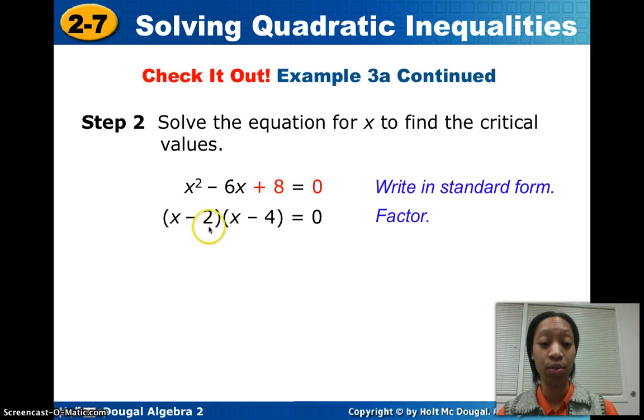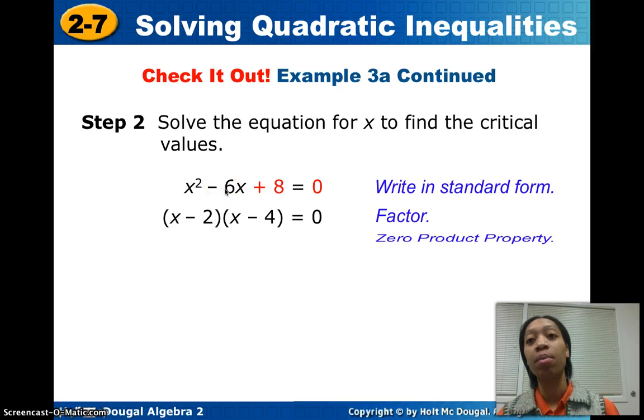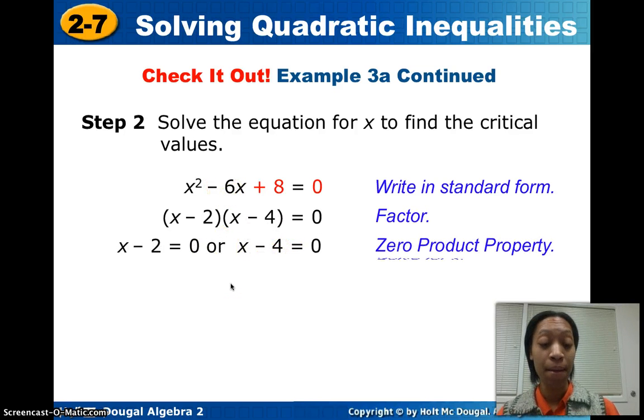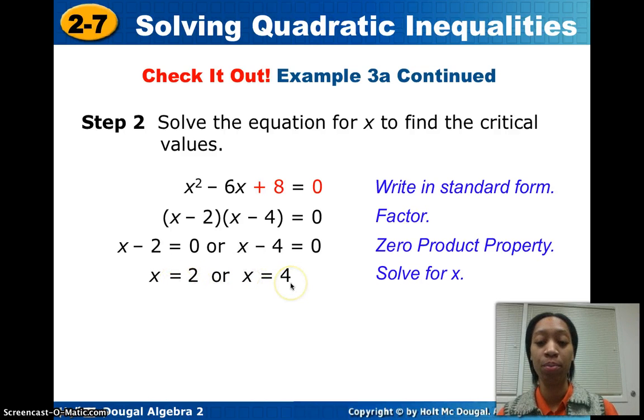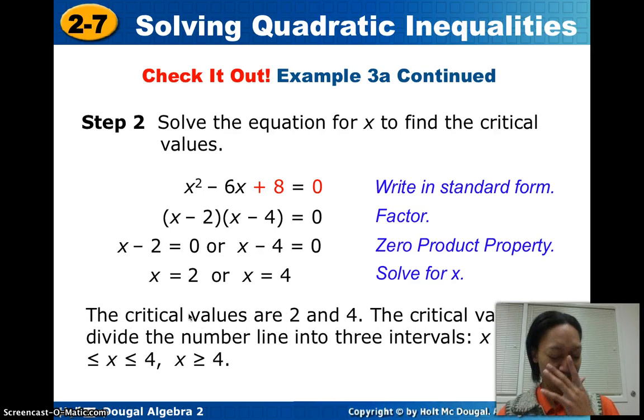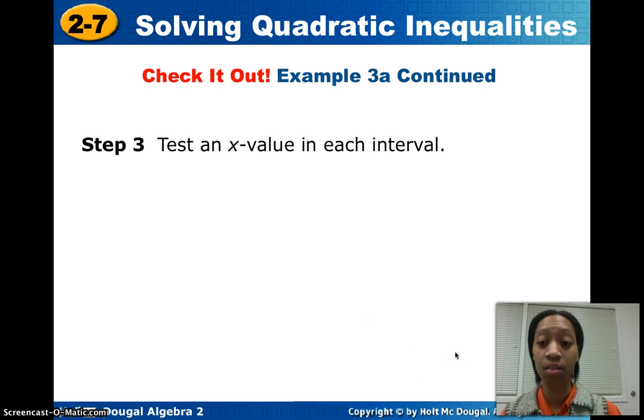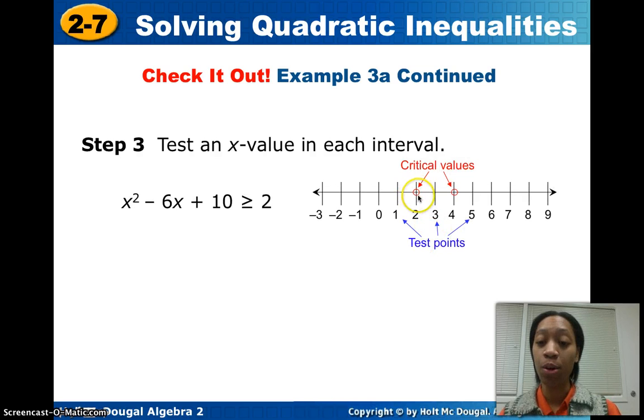8 is 2 times 4, and we need to have a -2 and a -4, so it will add to -6. Then we're going to put each part equal to 0, and our critical values now are going to be +2 and +4. Those 2 points divide the number line into 3 spots. So if we look at the number line, when we put 2 and 4 on the number line, we have the values that are less than 2, the values that are between 2 and 4, and the values that are greater than 4. So we have to test a value in each of these sections.